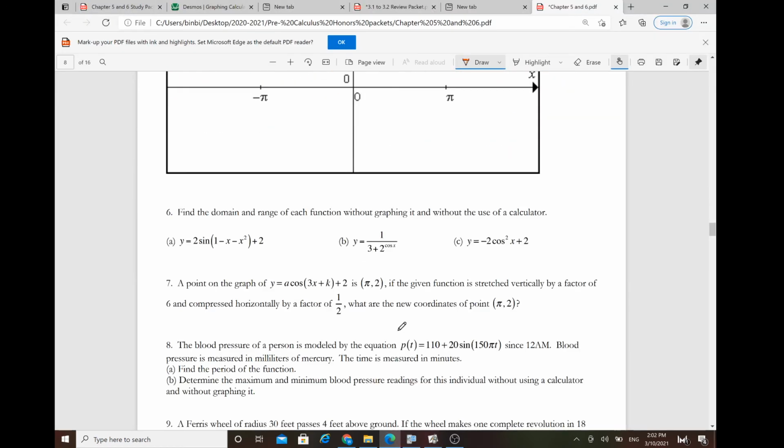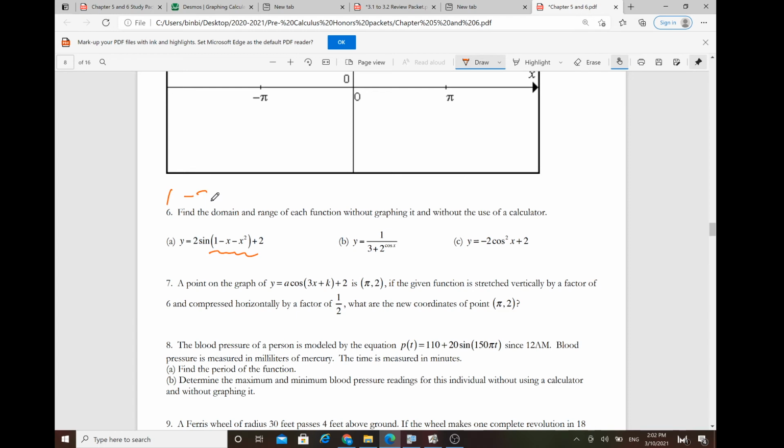Find the domain and the range of each function without graphing it and without the use of a calculator. This one might seem kind of difficult, but it's all about the analysis. Sine and cosine are always considered continuous functions from negative infinity to infinity. Continuous means there's no gap, no hole, no jump, and no VA in between. We'll talk more about that in calculus.